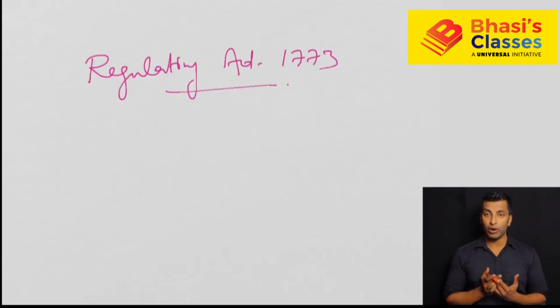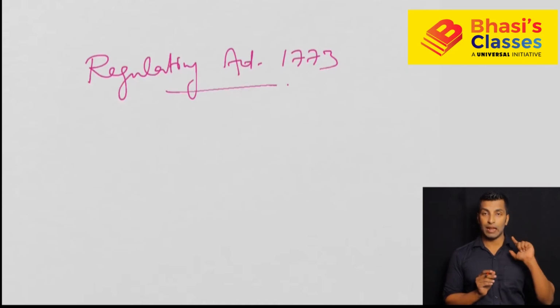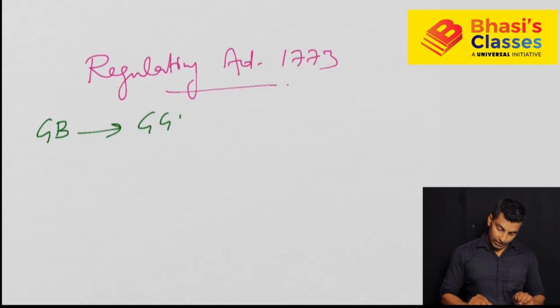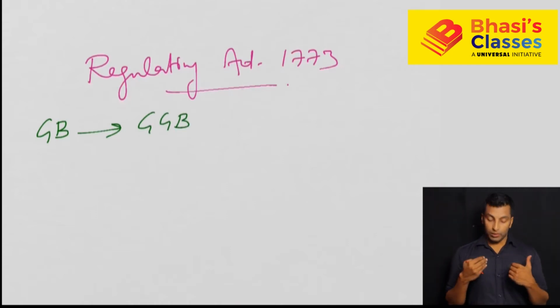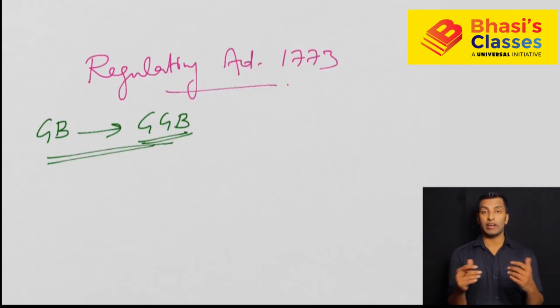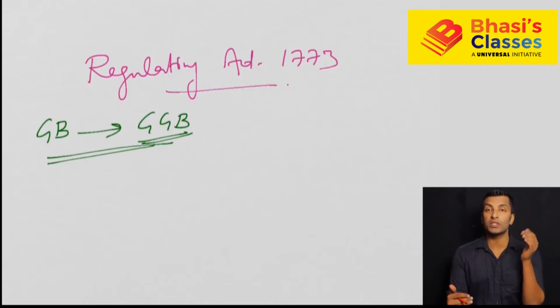Till then there were governors in Bombay, Madras and Bengal. Now the Governor of Bengal became Governor General of Bengal. So the first point: the Governor of Bengal became Governor General of Bengal, and along with him they introduced 4 council members.